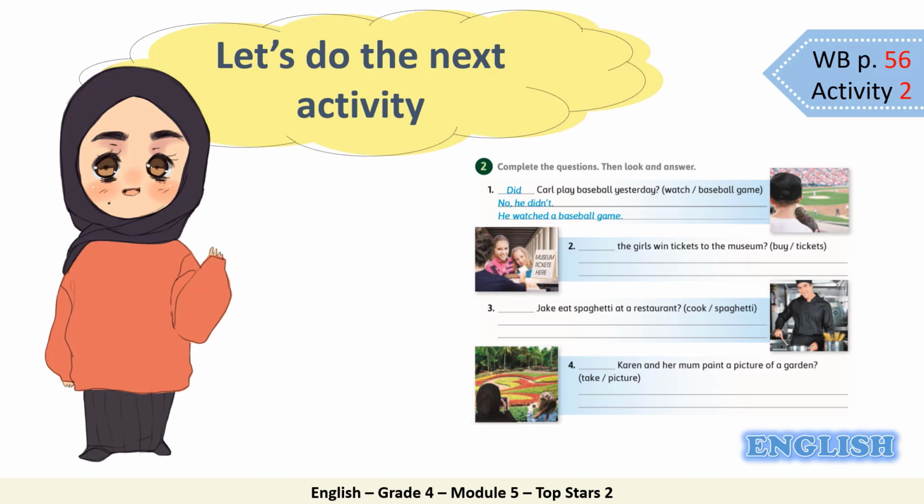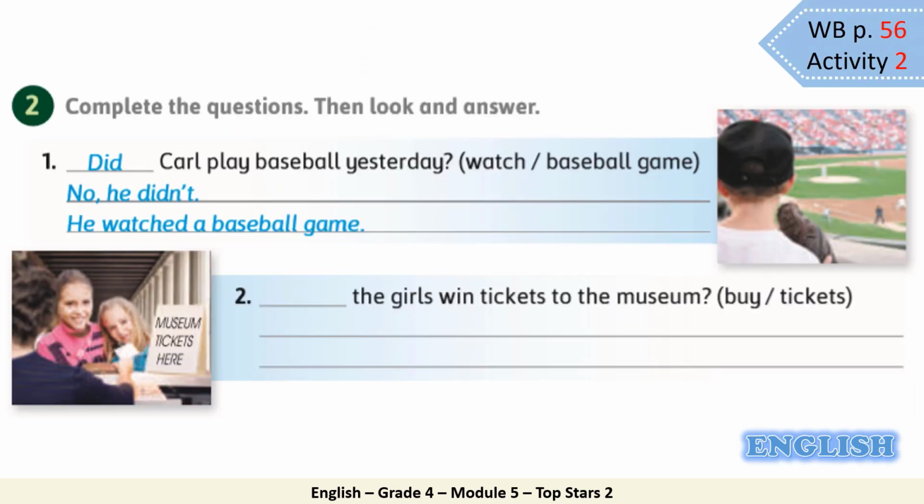Let's do the next activity and refer to workbook page 56, Activity 2. Activity 2. Complete the questions, then look and answer. The answer for number 1 is already given to you. Let's read it together. Did Carl play baseball yesterday? Look at the picture. Was he in the field? So we say, no, he didn't.